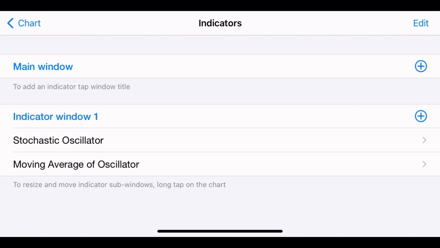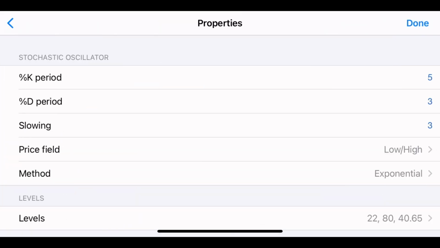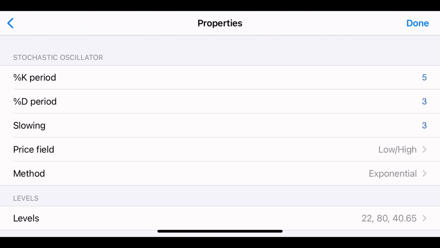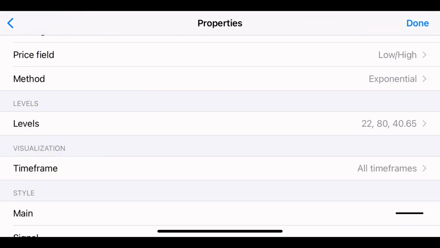So first and foremost, let me show you guys the stochastic oscillator setup, right? Now you choose indicator window 1. You want to put the stochastic oscillator first before the moving average, right? So when you put the stochastic oscillator first, you're going to set the period to 5. Then the second period should be 3 and the slowing should be 3 as well, while the price field is going to be low and high. The method should be exponential, right?